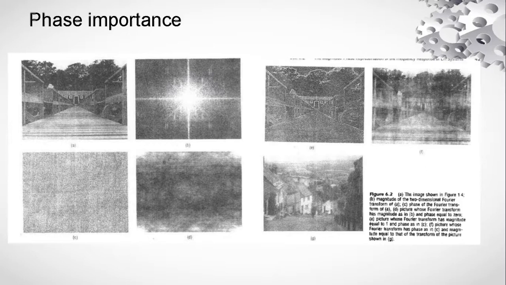Now what else we are doing is we are taking the phase of the first picture and we are taking the magnitude of the picture that is at the bottom right corner. Now this, on inverse Fourier transform, will give you the last picture from the top.